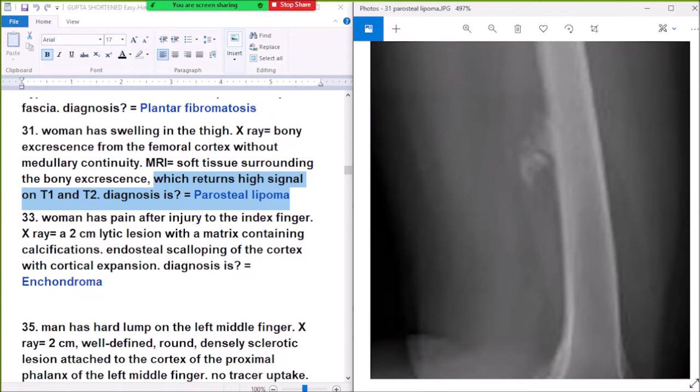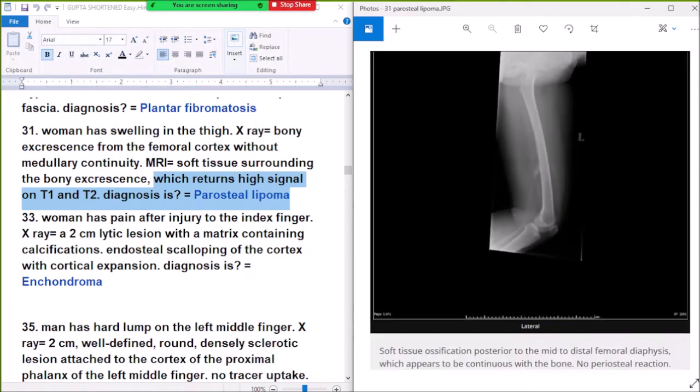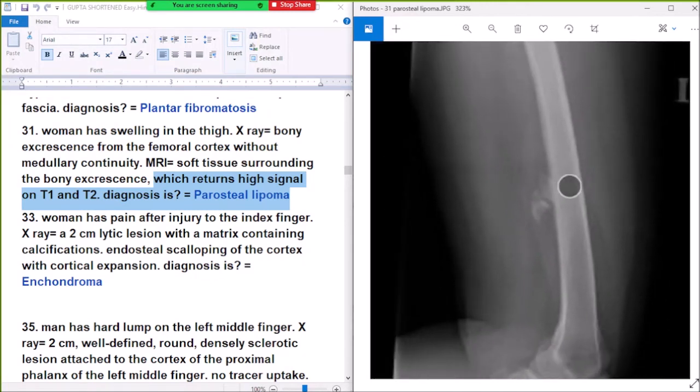Look here. X-ray shows bone excrescences. It looks like it has been excreted by the bone, right? So, bone excrescences from the femoral cortex without continuation with the medullary cavity. It's not going into the bone, but it's surrounded. And then on MRI, we see soft tissue surrounding the bone excrescences, which is high signal on T1 and T2, so it is a lipoma. Because high on T1, lipoma.